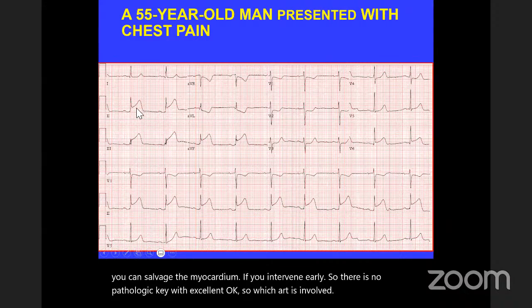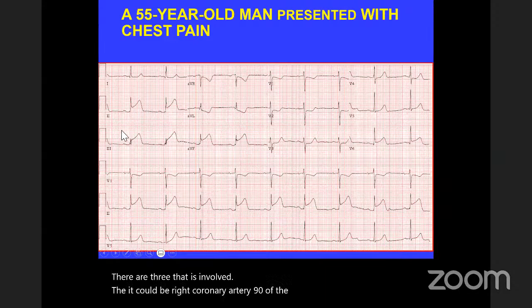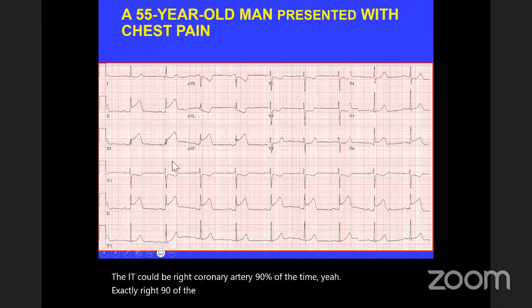The artery that is involved? It could be right coronary artery. So the right coronary artery is the one because it was inferior, right? Exactly, right. 90% of the time, circumflex rarely, 10%. So this is right coronary artery most of the time.